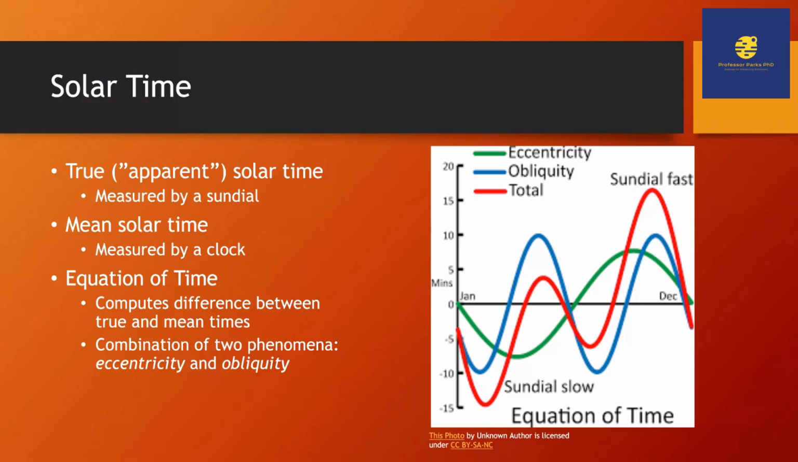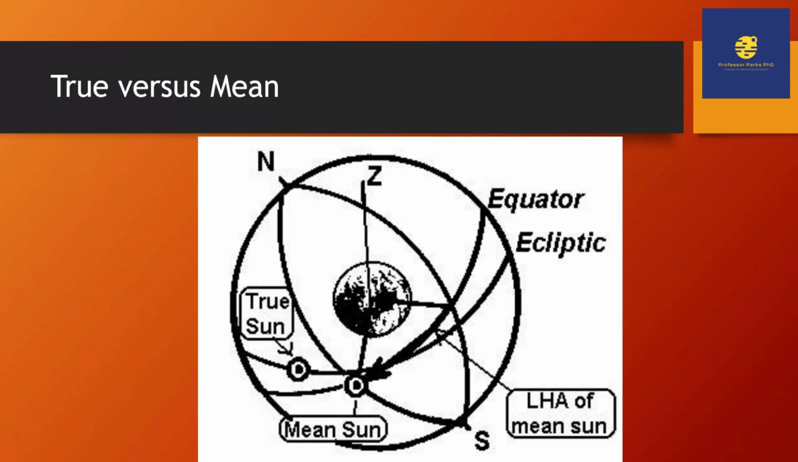And so we have developed this thing called the equation of time, which is really the superposition of two sine waves. These are corrections or deviations between the two systems based on the eccentricity, which you can see in the green curve, and the obliquity of the orbit in the blue curve. And so when you add those together, you get that red equation of time.